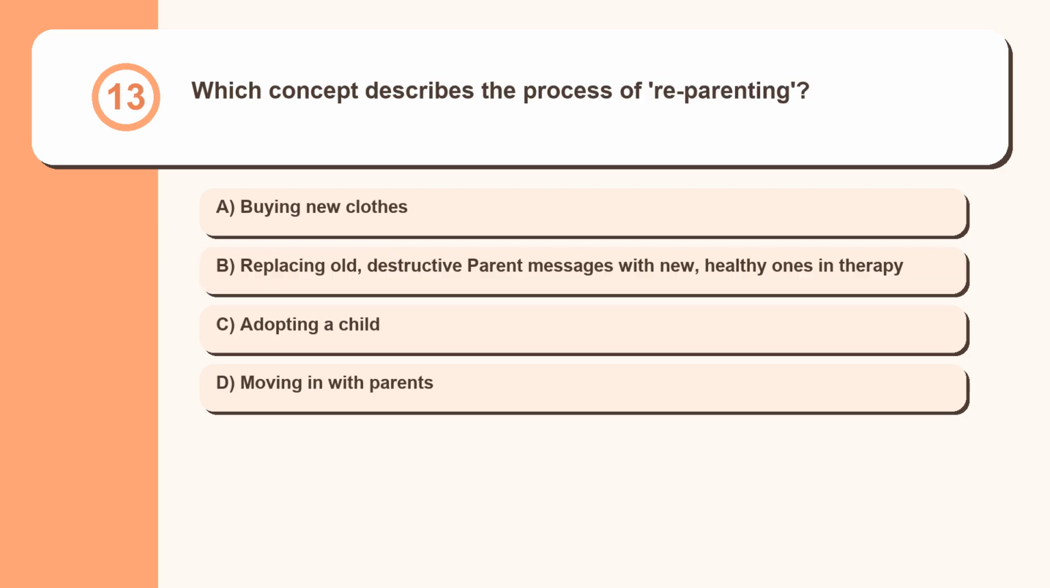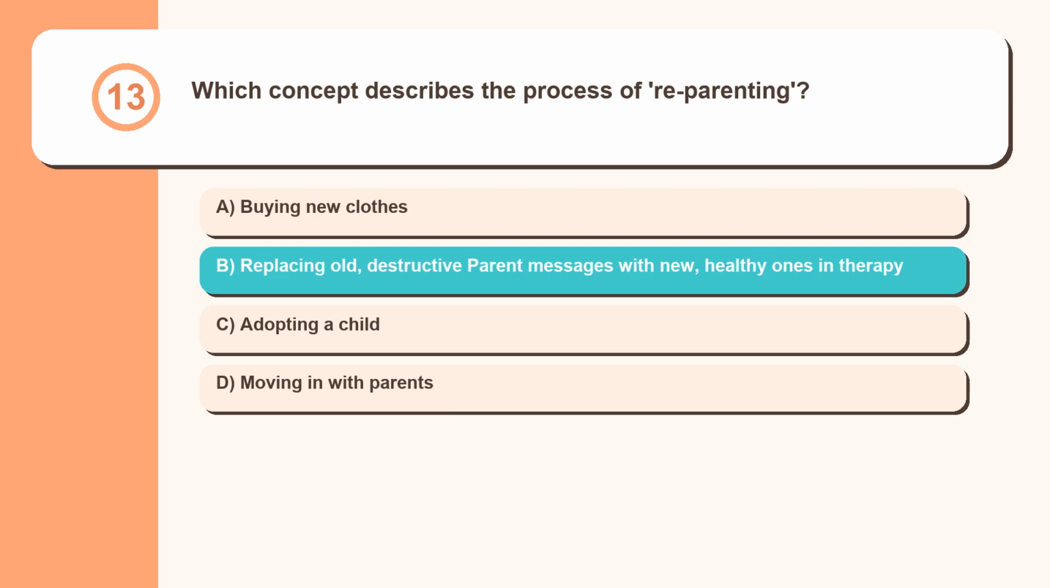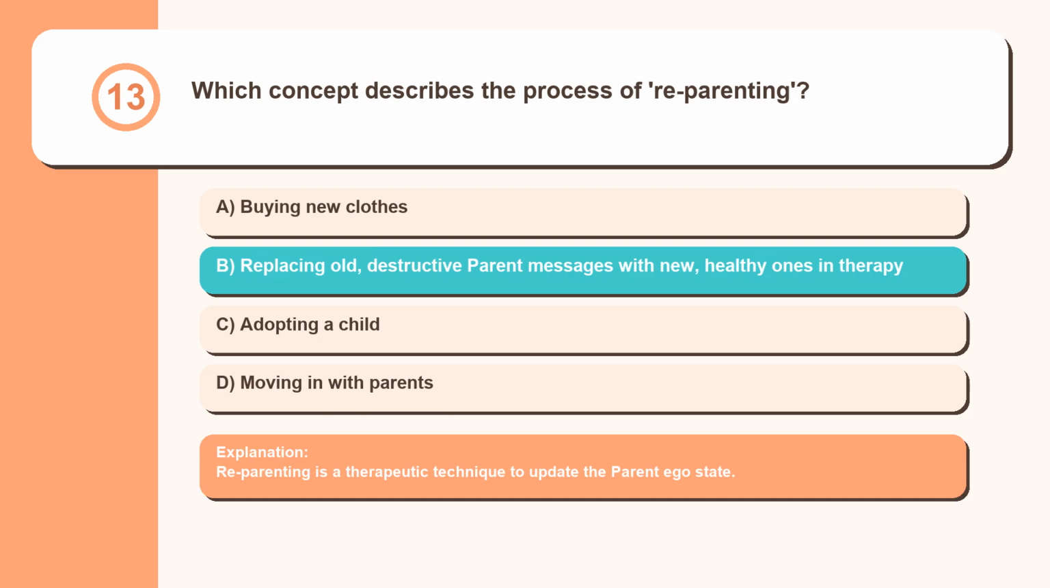Question 13. Which concept describes the process of reparenting? Buying new clothes, replacing old, destructive parent messages with new, healthy ones in therapy, adopting a child, moving in with parents. Reparenting is a therapeutic technique to update the parent ego state.